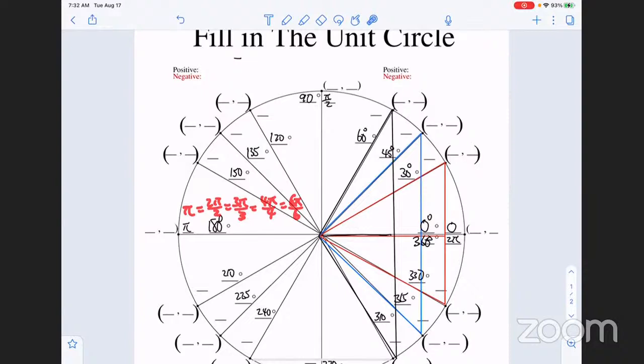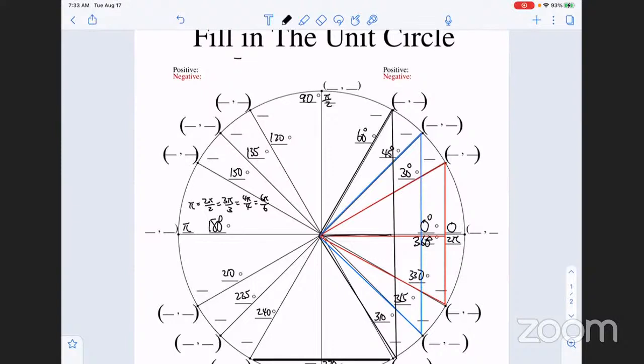So here is 2 pi over 2, 3 pi over 3, 4 pi over 4, or 6 pi over 6. So this pi could represent all those things. And I'm going to write it down for you so that you can see pi is equal to 2 pi over 2, equal to 3 pi over 3, equal to 4 pi over 4, equal to 6 pi over 6. That's going to help you think about where the location is.